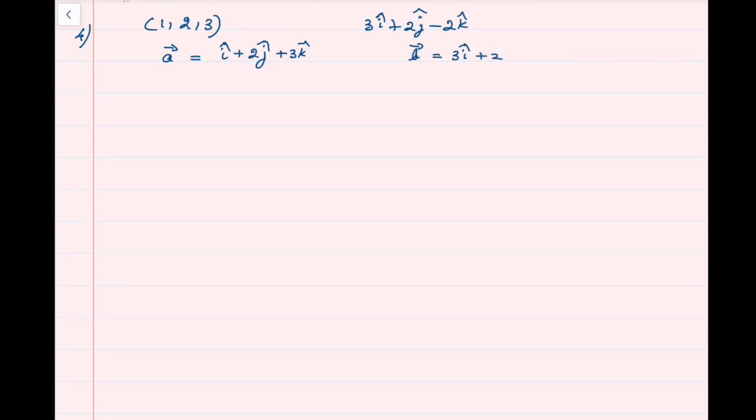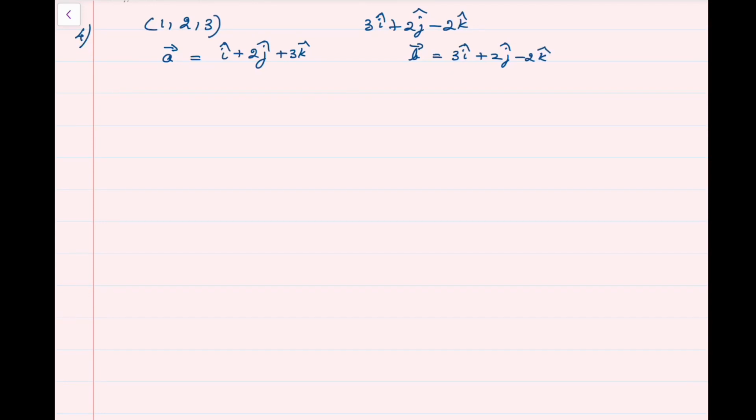Question number 4. Find the equation of the line which passes through the point (1, 2, 3) and is parallel to the vector 3i plus 2j minus 2k. Let the position vector of the given point be vector A, which is i plus 2j plus 3k. And the parallel vector, we will take it as vector B, which is 3i plus 2j minus 2k.